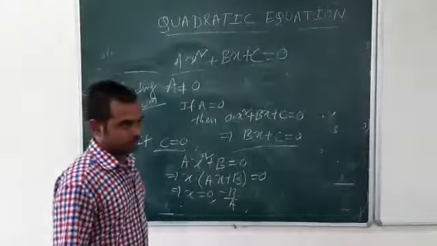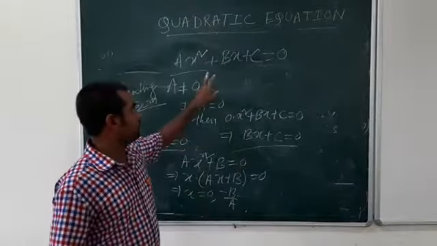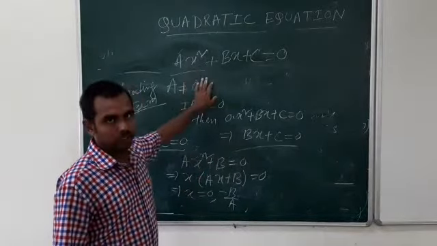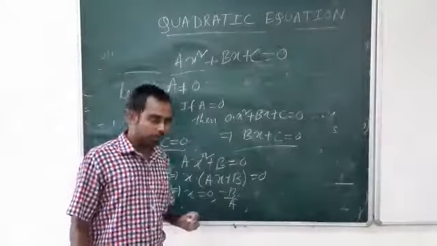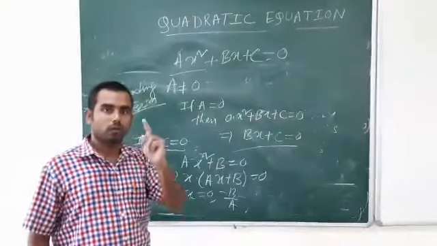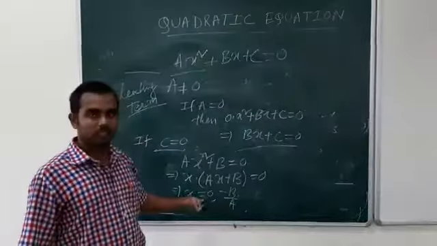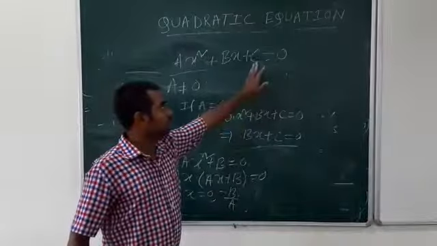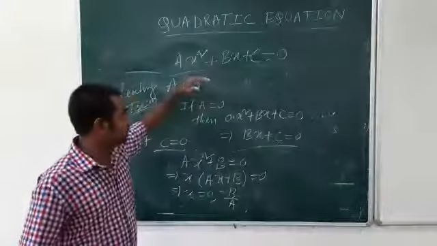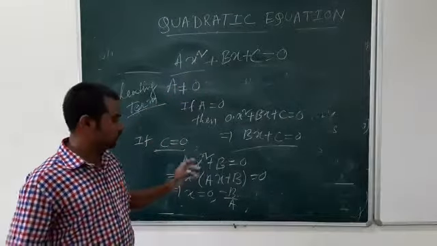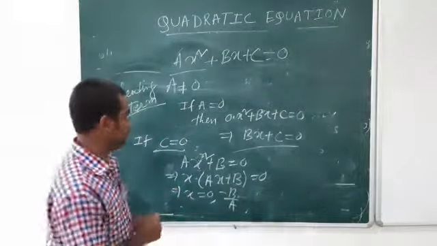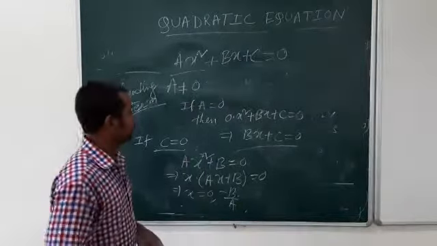So a quadratic equation gives a maximum of two roots. So from a quadratic equation we get at most two roots. If c equal to 0, we get two roots, but one root must be 0. It is the property: if c, the constant part, is 0, then from this quadratic equation we get two roots, but one root must be 0. Okay.